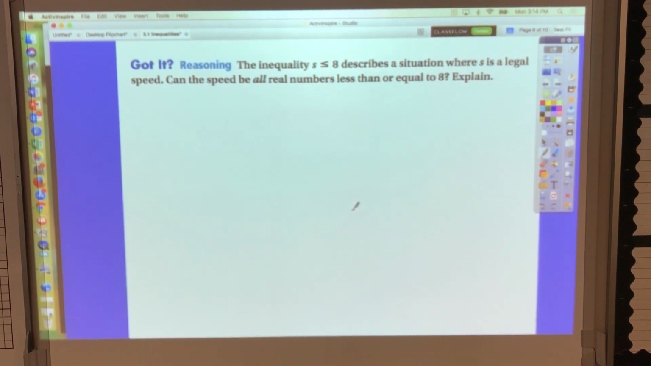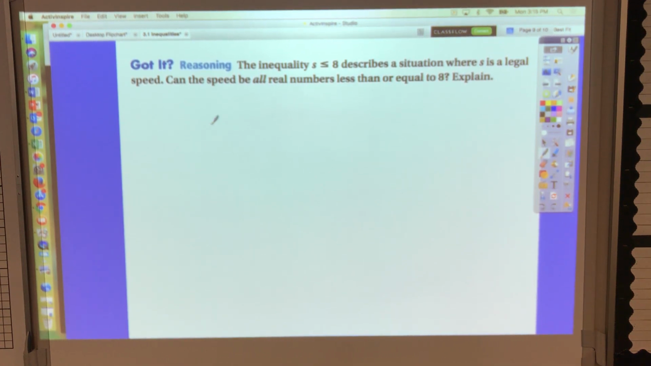So, a reasoning question. The inequality s is less than or equal to 8 describes a situation where s is a legal speed. Can the speed be all real numbers less than or equal to 8? Well, if they're describing a speed, the first thing we have to think about is can we actually go negative? Do we drive -10 miles per hour? No. All real numbers does include negatives, so that doesn't quite work.